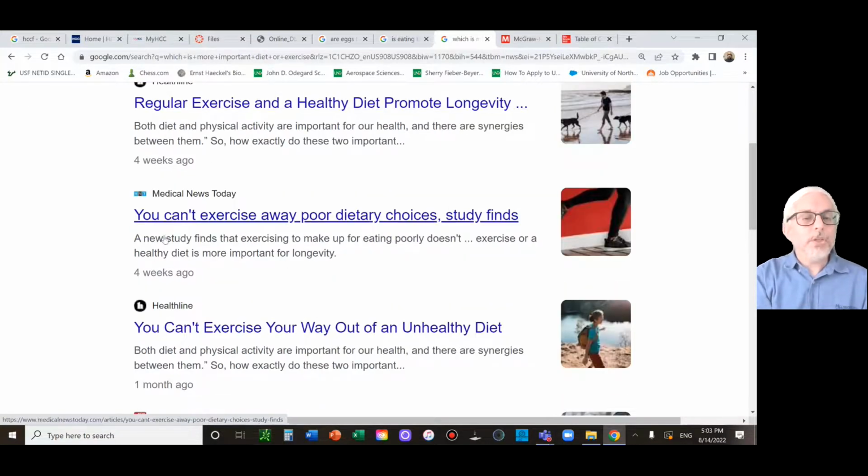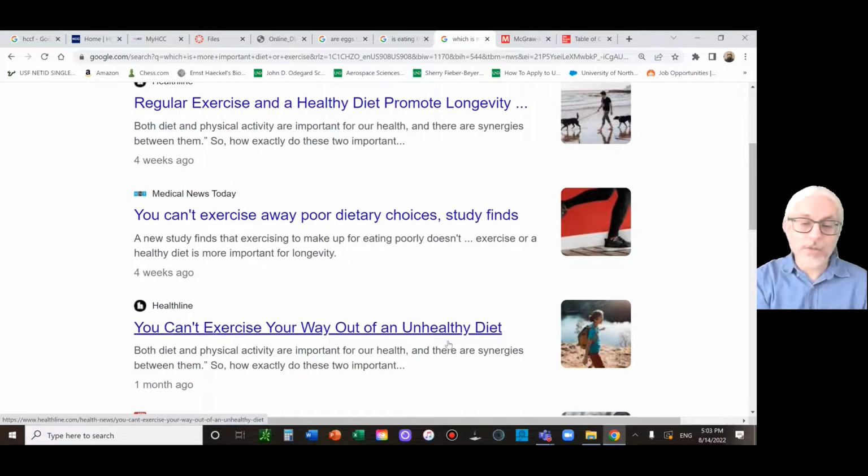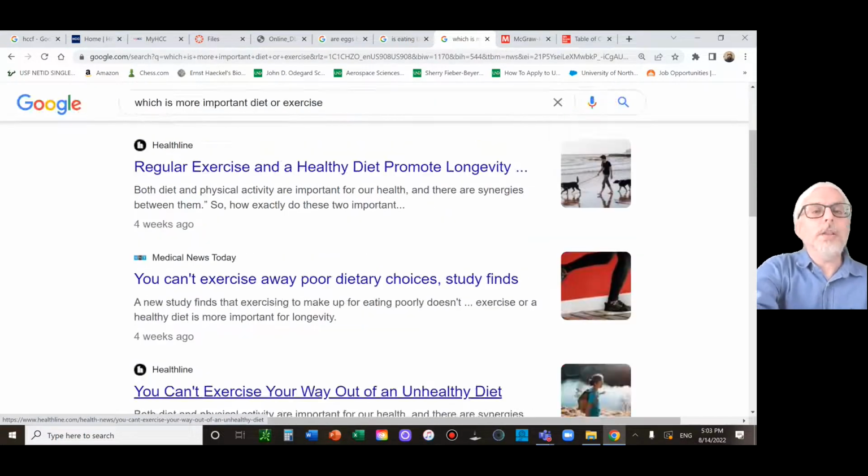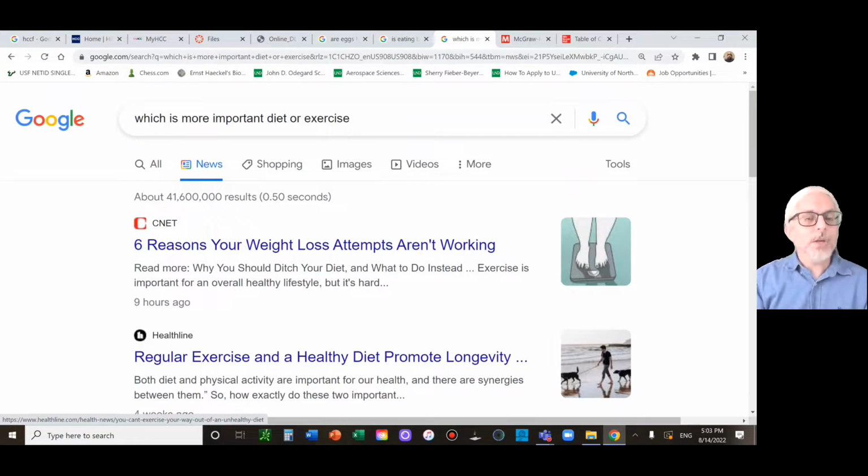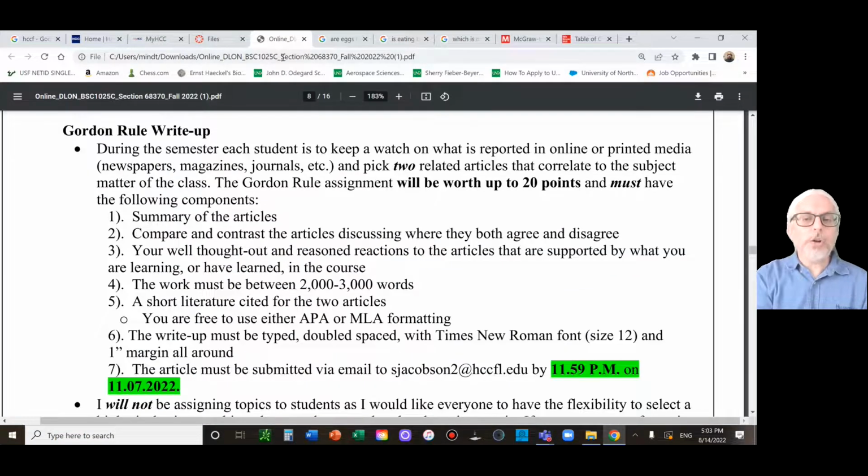Oh, there's a great one. You cannot exercise away poor dietary choices. Yeah, that's right. You can't exercise your way out of an unhealthy diet. Yep, you can't do it. So again, how long did this one take? This took 0.5 seconds to find 41,600,000 possible results. And I'm sure in 41,600,000 possible papers, you can find two articles that relate to each other.